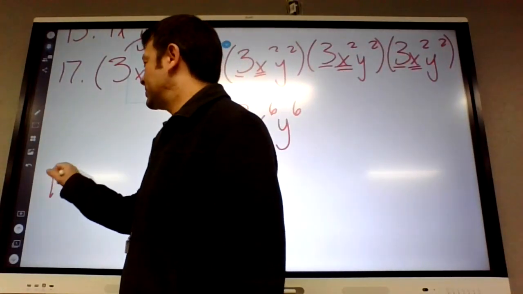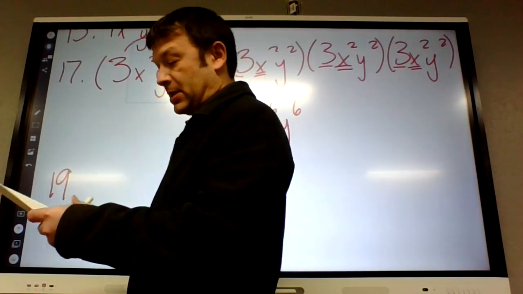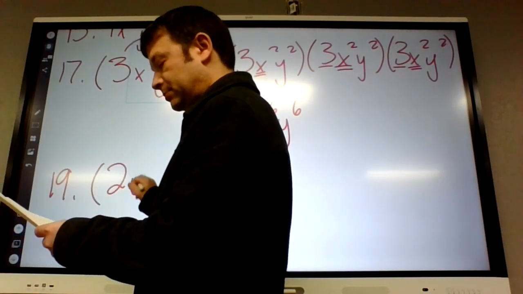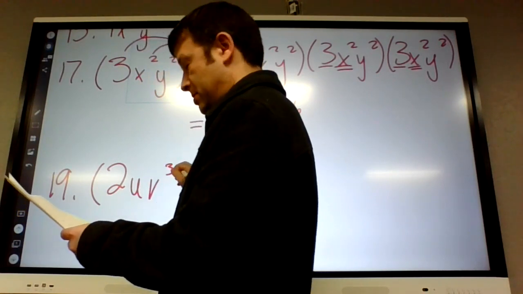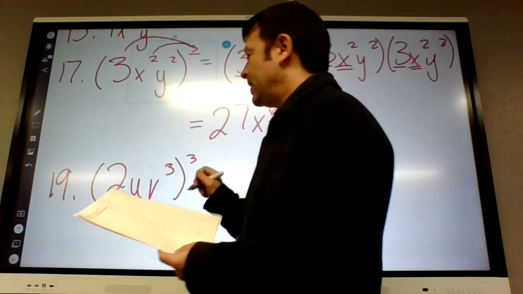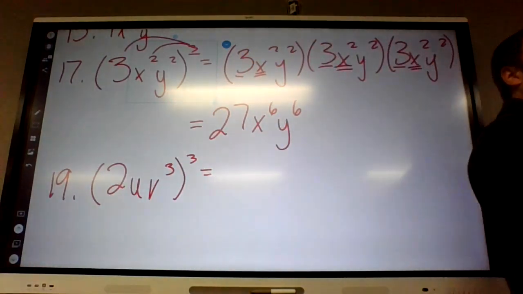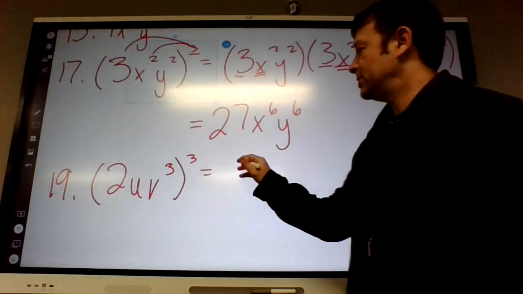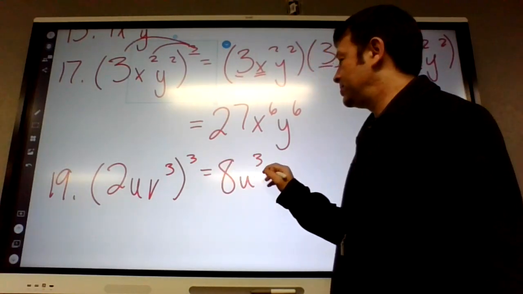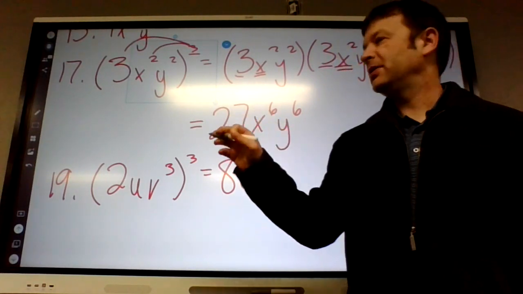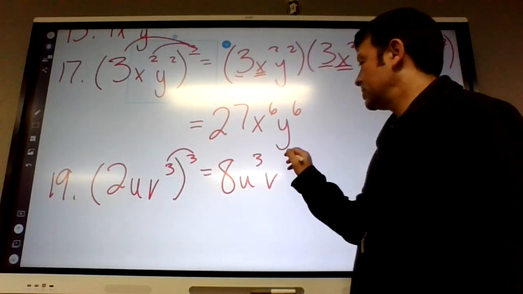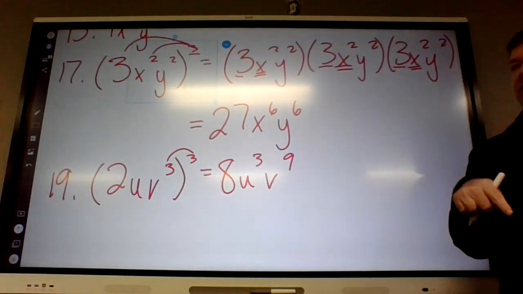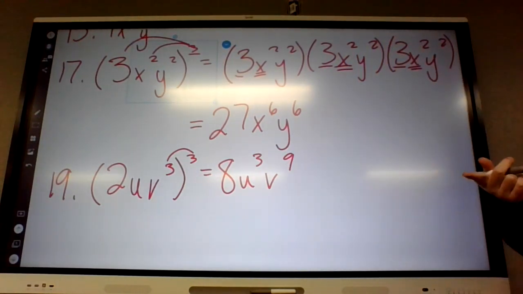Okay, Linux. 19. A lot of people get this wrong. 2 to the third is not 2 times 3. It's 2 times 2 times 2. So what should it be, Lennox? 8. U to the third, v to the... multiplying that, 27. So, you guys see the difference between 19, where we're multiplying the exponents, and 15, where we added the exponents?